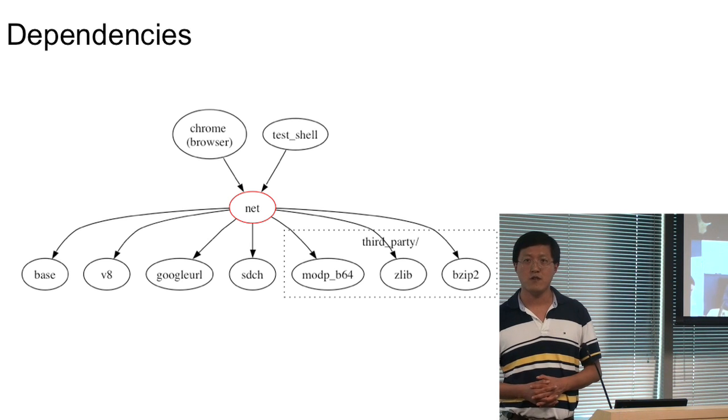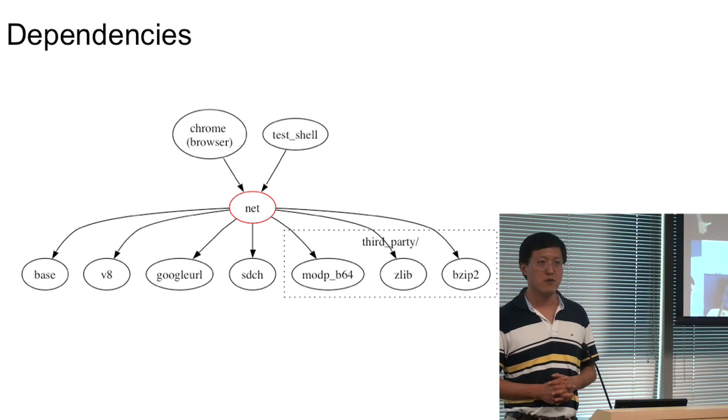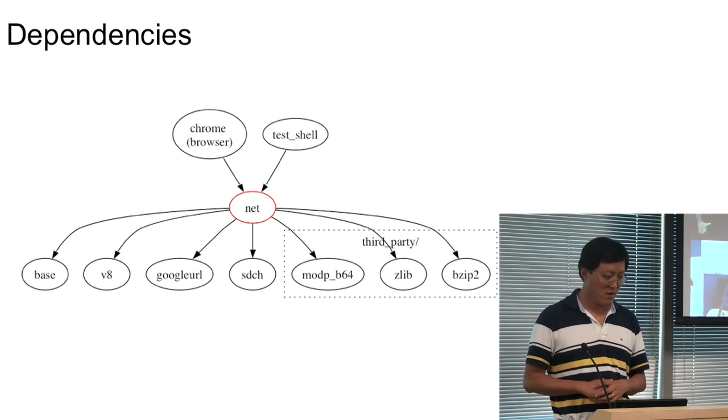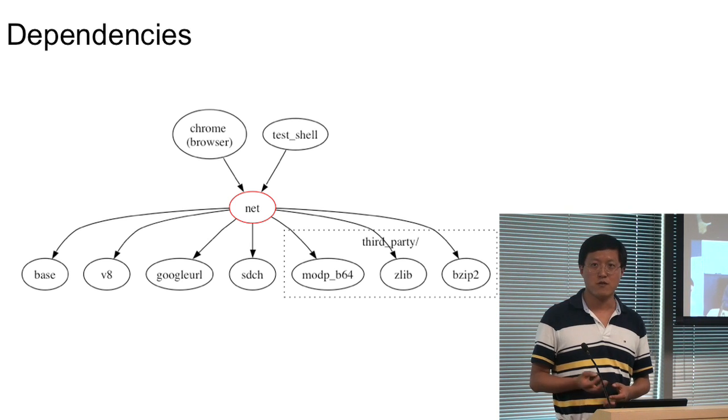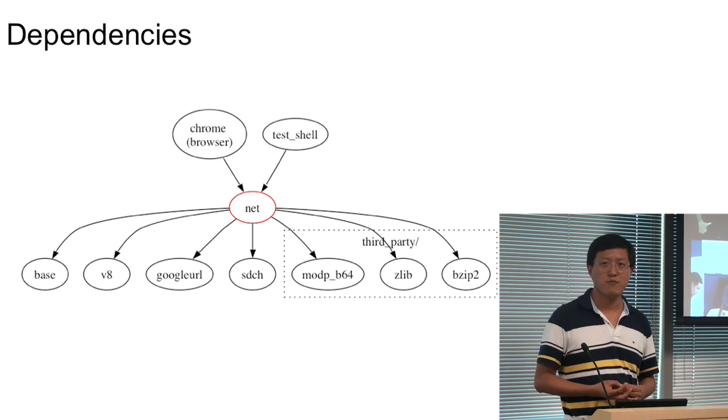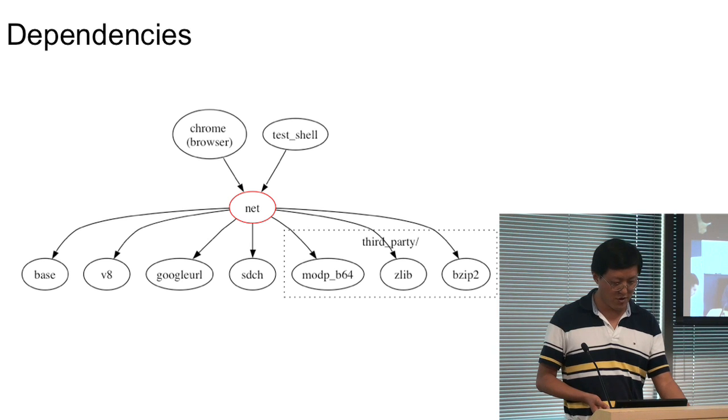The network stack is actually something that is possible to use independent of Chromium. It has very little dependency on the rest of Chromium. We only depend on three other components: the base component, the V8 JavaScript interpreter, which we only use for interpreting the proxy autoconfig files, and the Google URL library. And then we use just a few open source libraries to decode HTTP content encoding, such as zlib or gzip. So that's pretty much it.